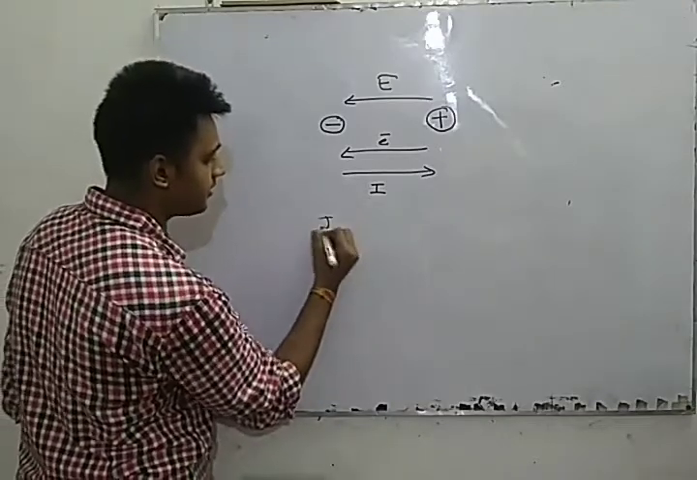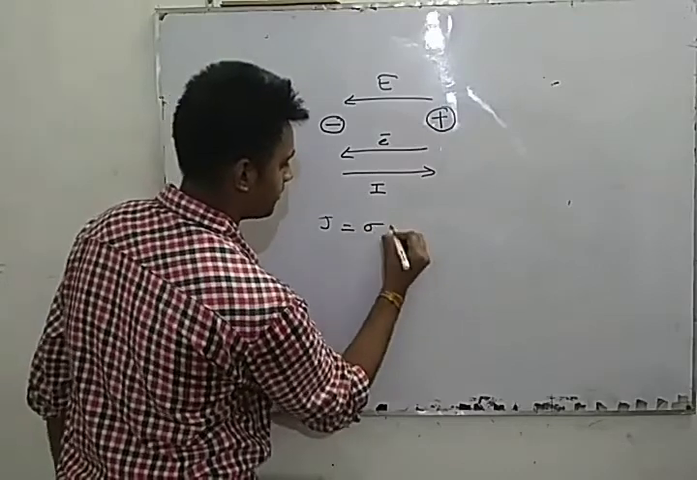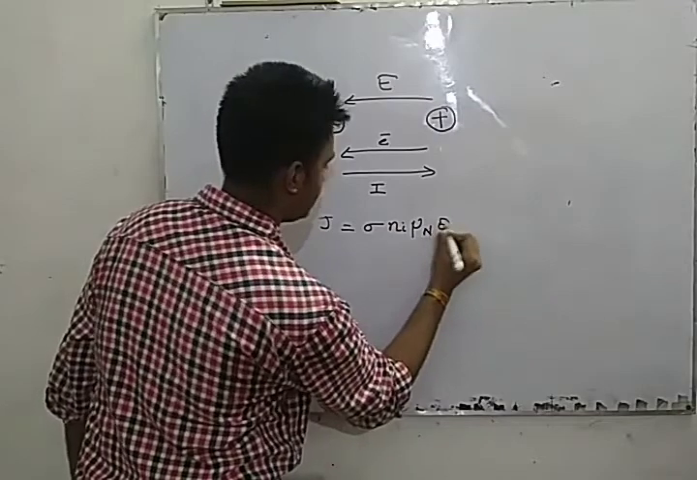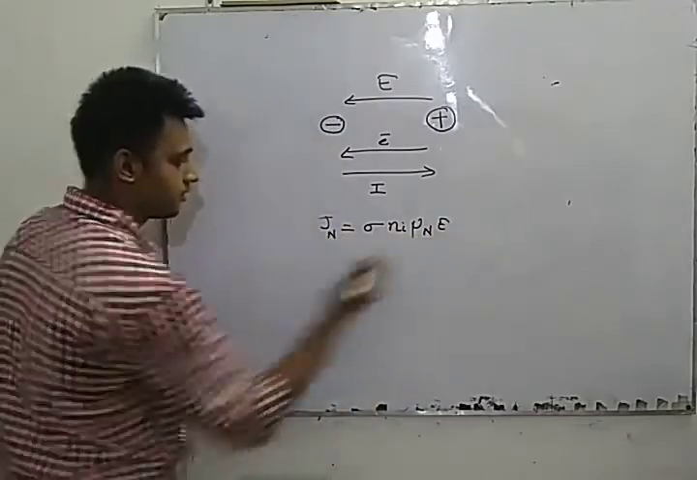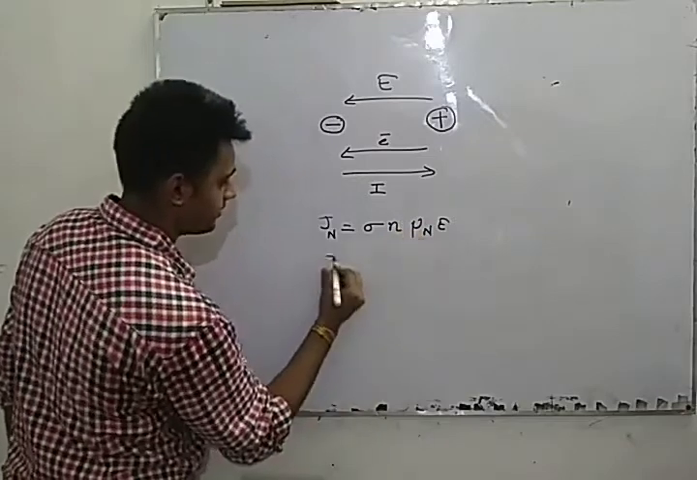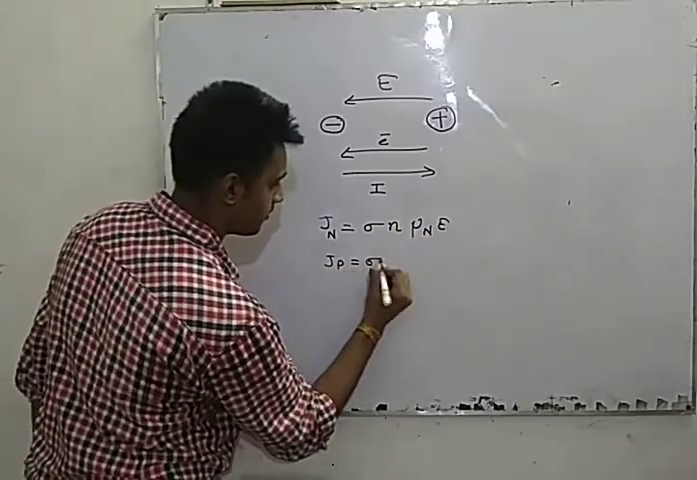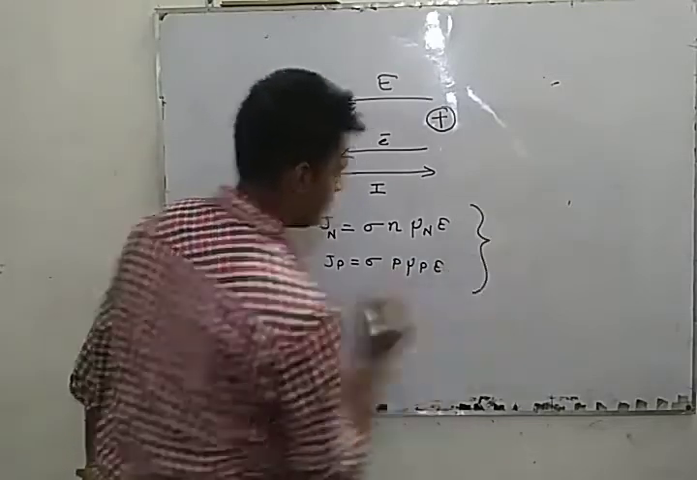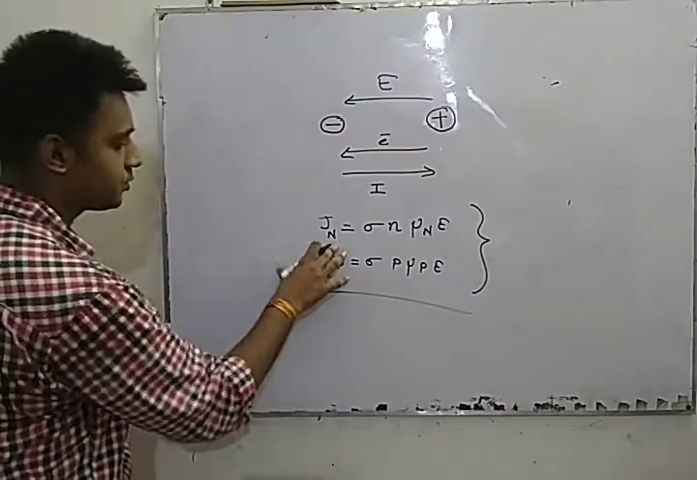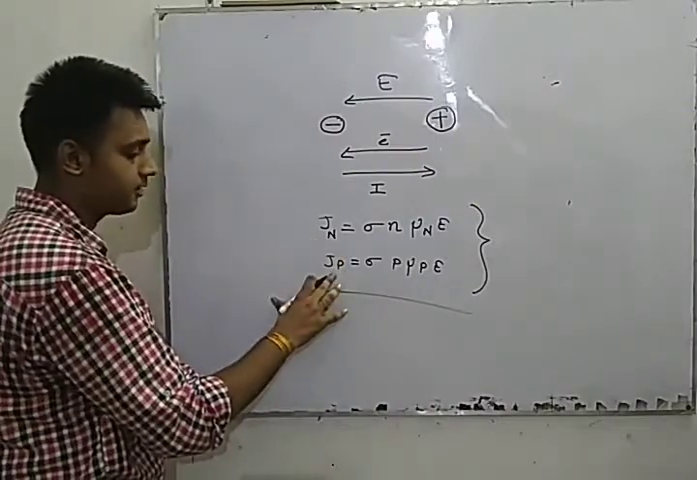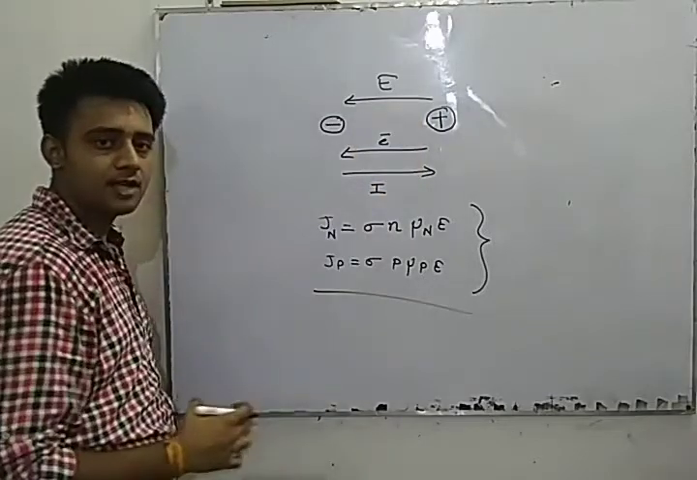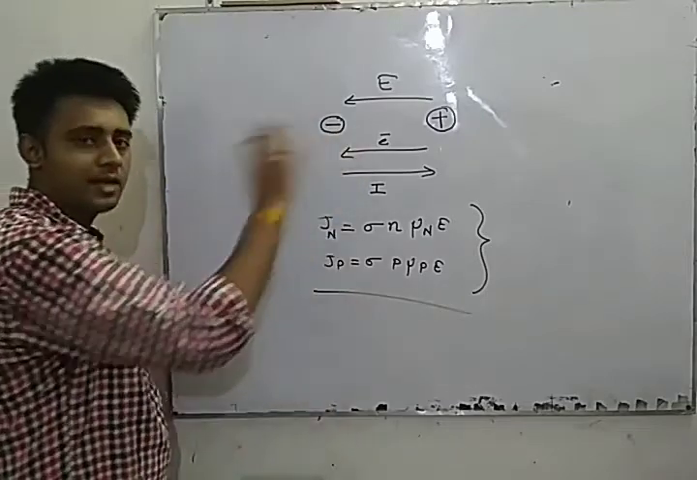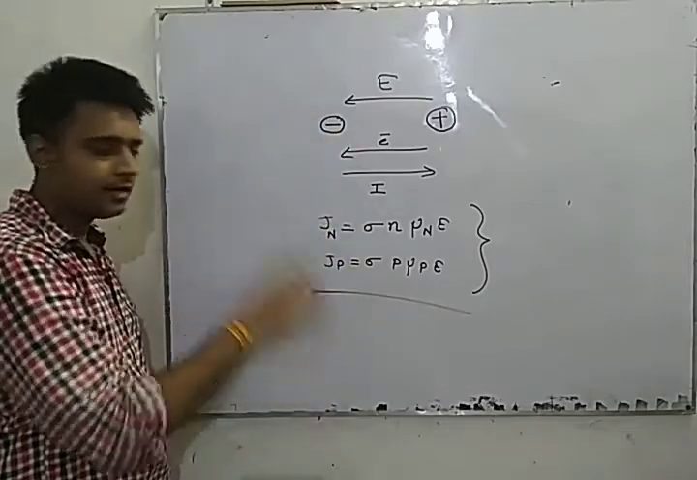That is Jn equals sigma n, that is, mu n E, the drift current due to the electrons, and Jp equals sigma p, that is, mu p E. Here this is the current density due to the electron, current density due to the hole, and this mechanism is known as the drift current mechanism, where the current flow takes place due to the presence of the electric field.